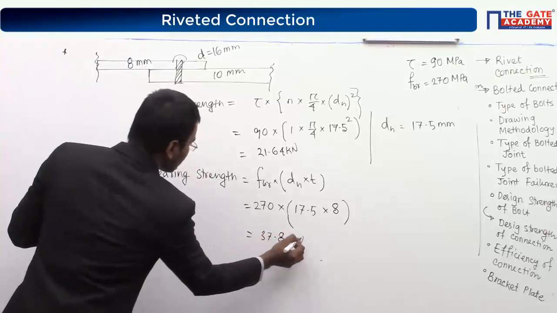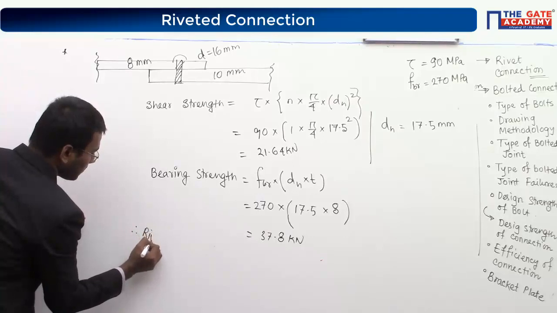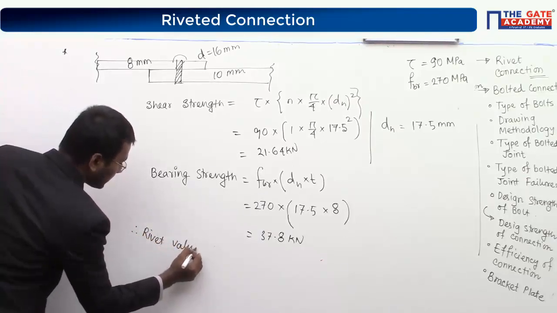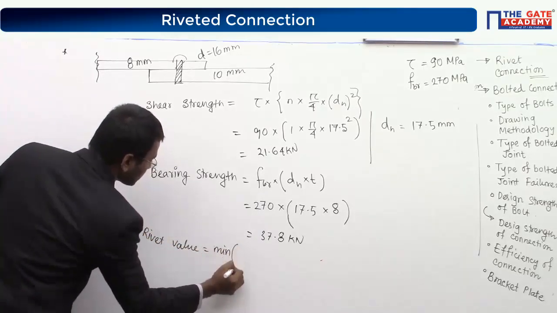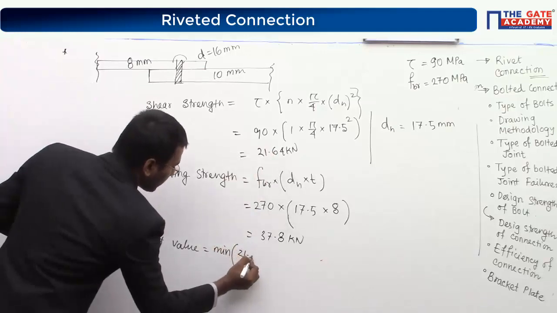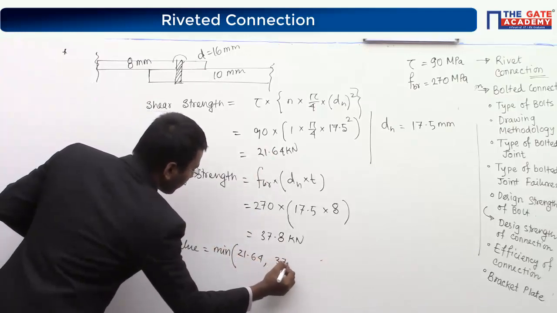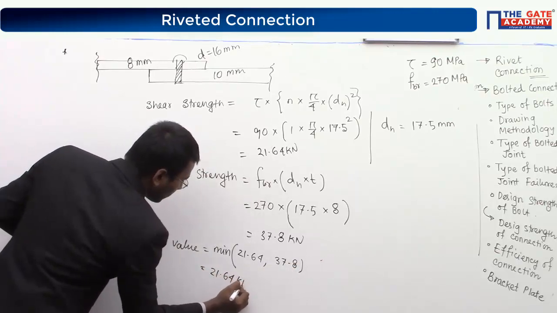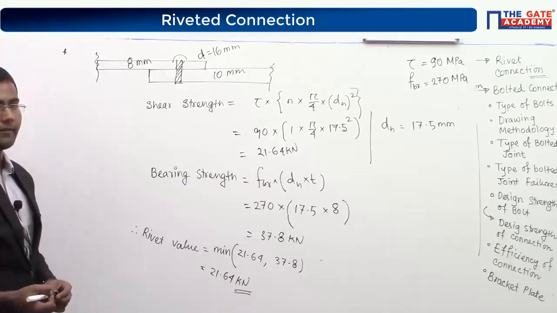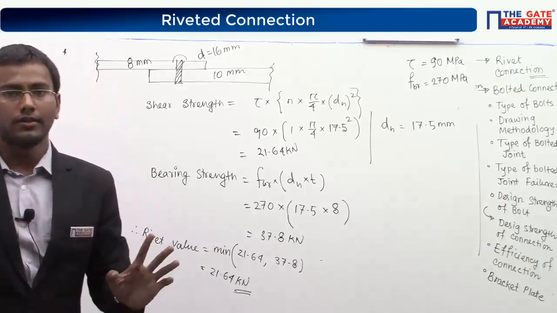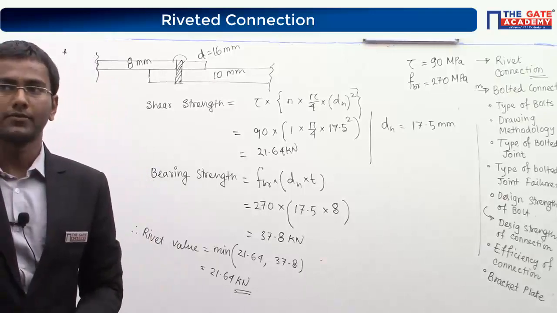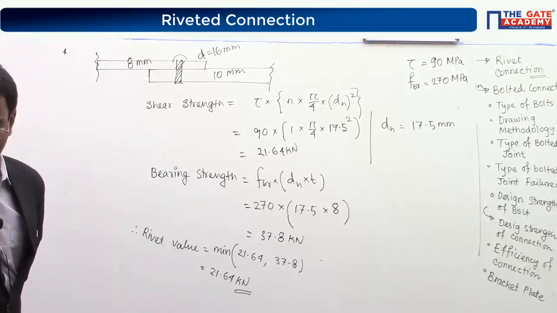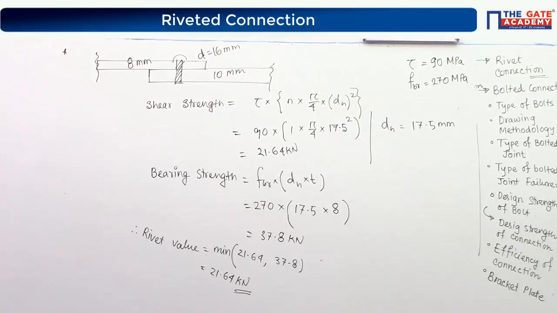So you can find the rivet value, which is actually the minimum of these two. These two means 21.64 and 37.8. So it is nothing but 21.64 kilonewton. Rivet value is equal to this one, 21.64. Alright, quickly finish it. If it is done, write down the next question.